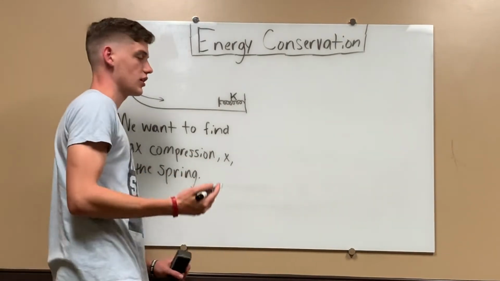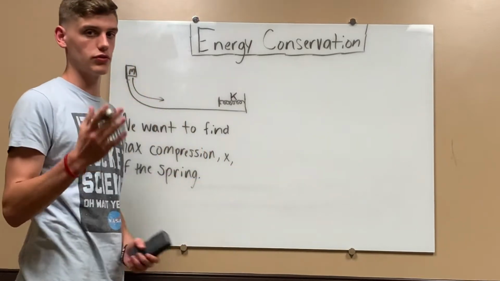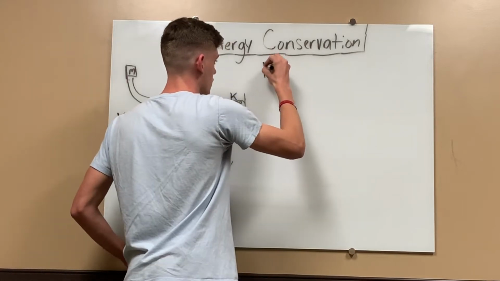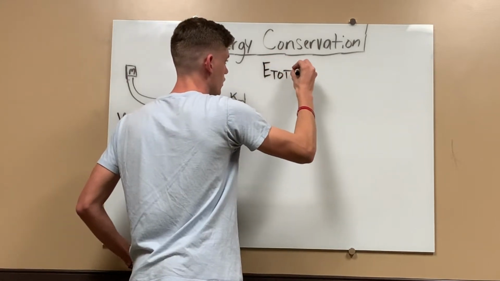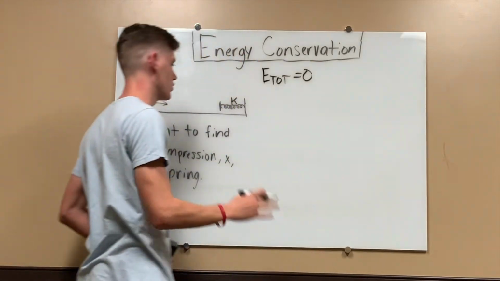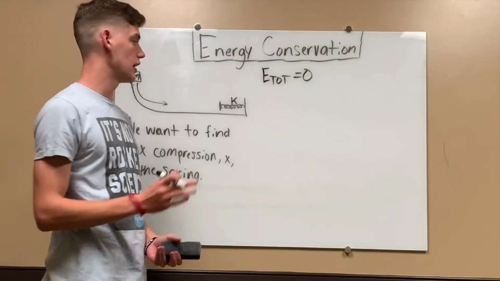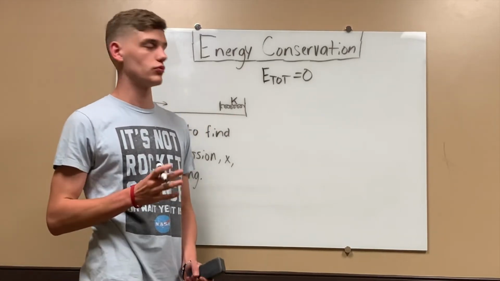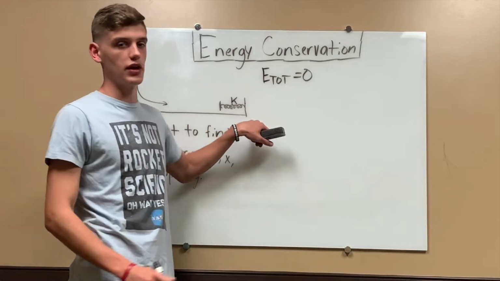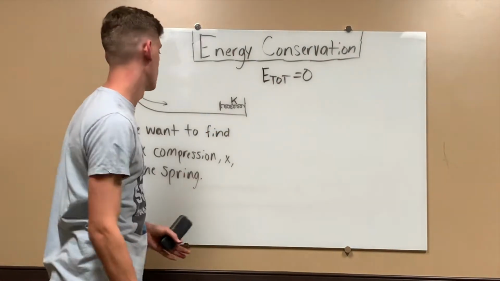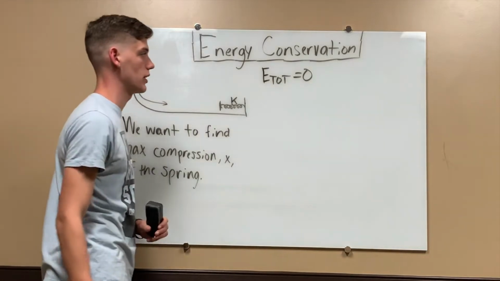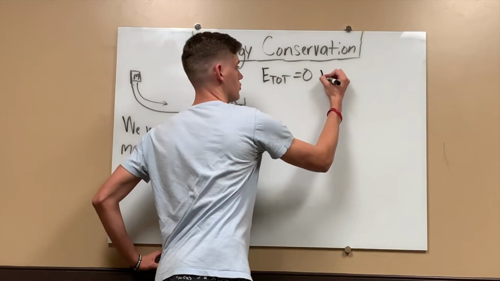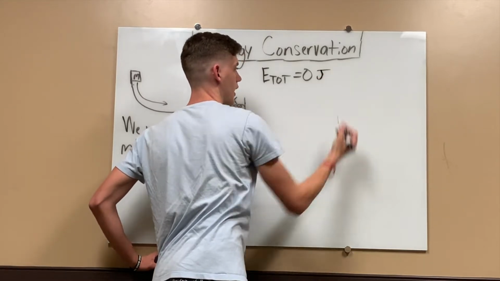So when we're dealing with energy conservation, especially with frictionless surfaces, we know that the total energy, E total, is going to equal 0 because no energy in our system is being lost. If we did have a frictional surface, however, then we would have to factor that in because when you're dealing with frictional surfaces, some energy in the system is lost due to heat. But for this example, we don't have to worry about that. So we know that our total energy is just going to equal 0 joules. Energy has the units of joules.